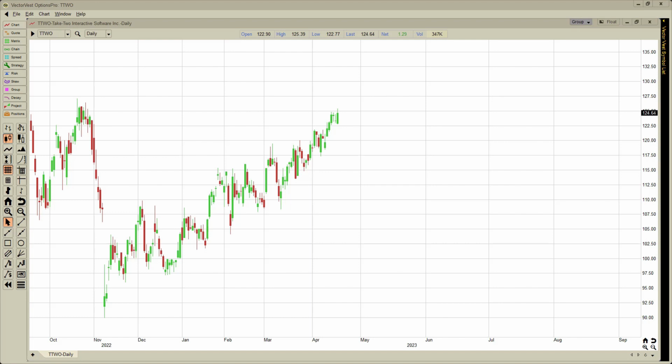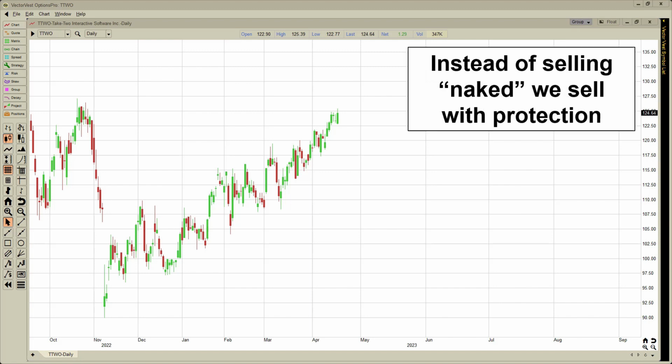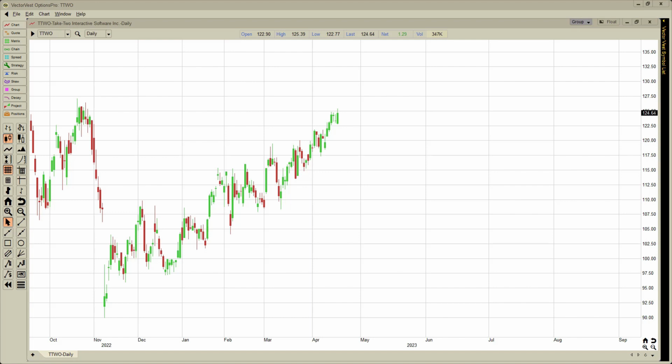The first thing you should do is choose a stock that is low risk. We have a very specific criteria for picking good stocks. Now, once you do that, instead of selling naked, we are going to sell with protection. So let me show you how this is done. Again, we're working off that graph of take two. It's a trade that I'm currently in. The date or the stock, though, really doesn't matter. I want you to understand the concept of what's going on here.